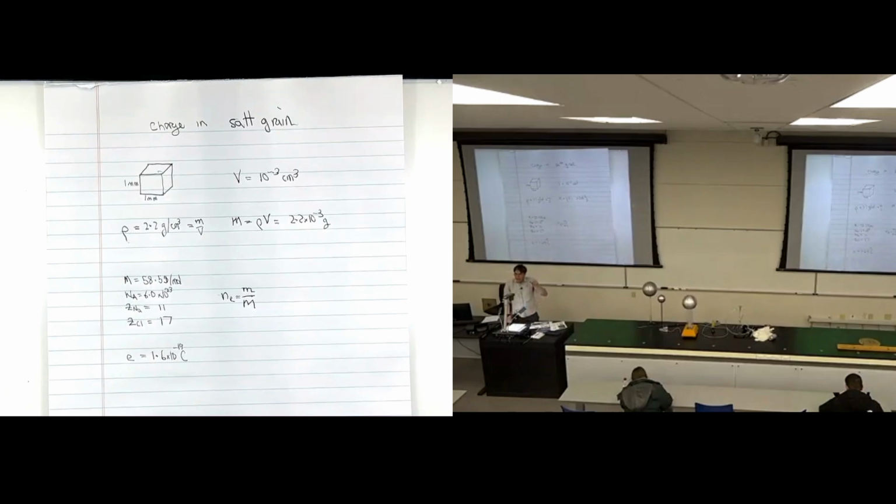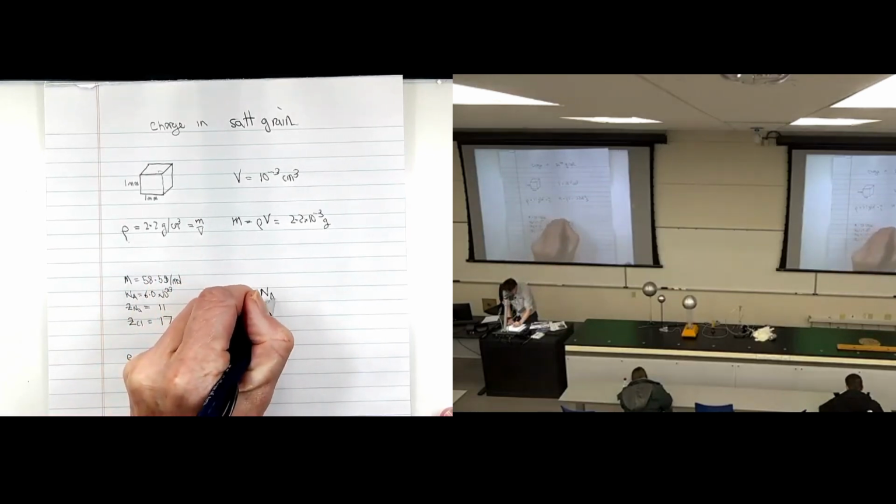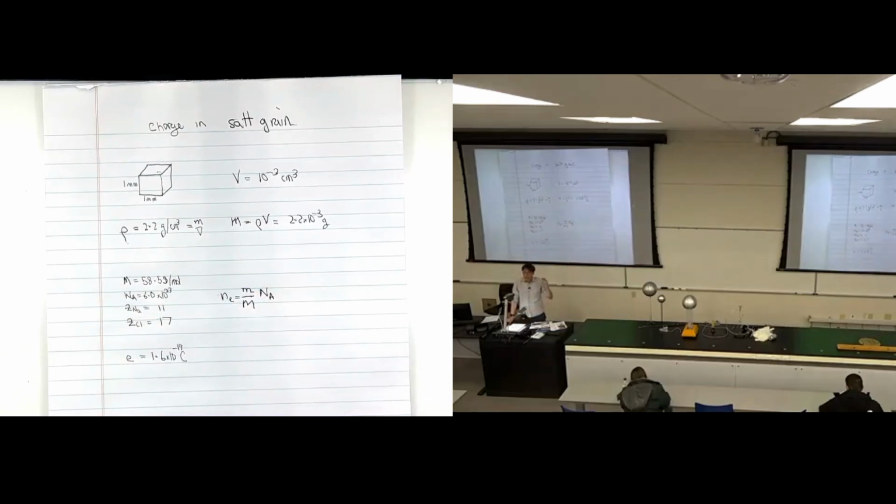Little m over M will become the number of moles that I've got. So that's the number of moles of sodium chloride, the ratio of the mass of my salt crystal to my molar mass. If I multiply that by Avogadro's number, that will give me the number of molecules of sodium chloride, or ions of sodium chloride, that I have.